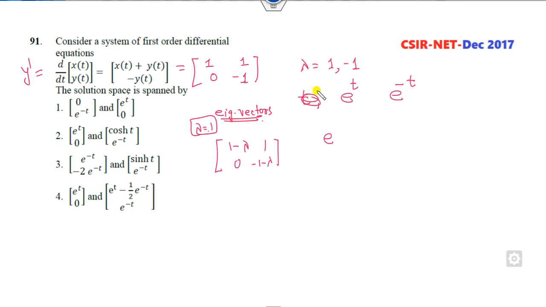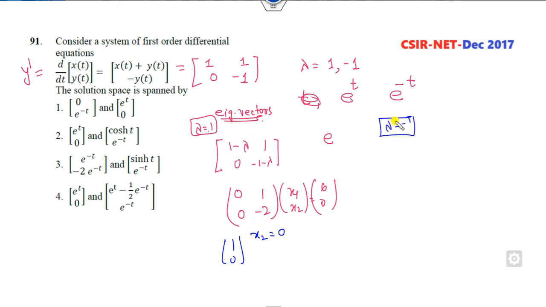When lambda is equal to 1, the matrix is 0, 1, 0, minus 2, so x1, x2 equals 0, 0. What are the eigenvectors corresponding to this? It clearly gives x2 as 0, so the eigenvector is 1, 0. When lambda is equal to minus 1, the matrix is 2, 1, 0, 0, so it gives x2 as minus 2 x1, and the eigenvector will be 1 and minus 2.